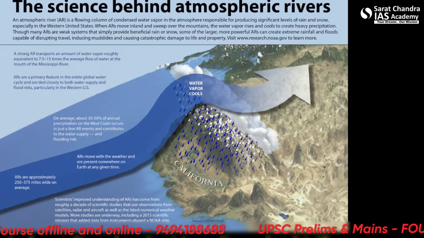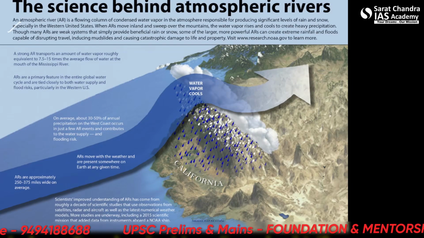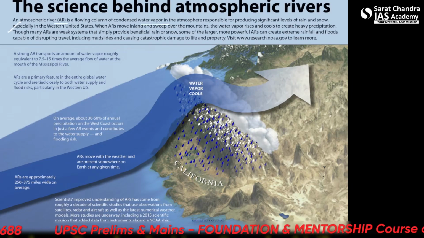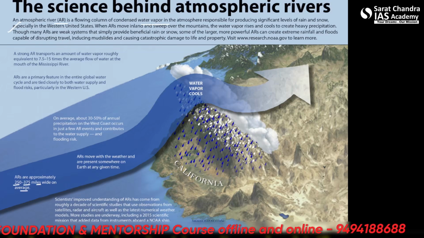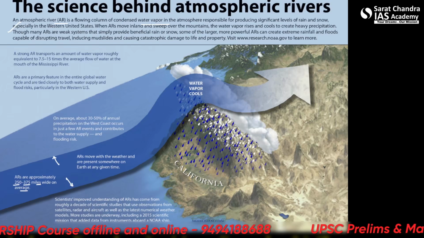Now the science behind atmospheric rivers, let's study in a very shallow manner. So an atmospheric river is a flowing column of condensed water vapor. We all have seen this. Just see that they are approximately 250 to 375 miles wide on average. So in geographical terms, it is not a lot. That's why they are intense.